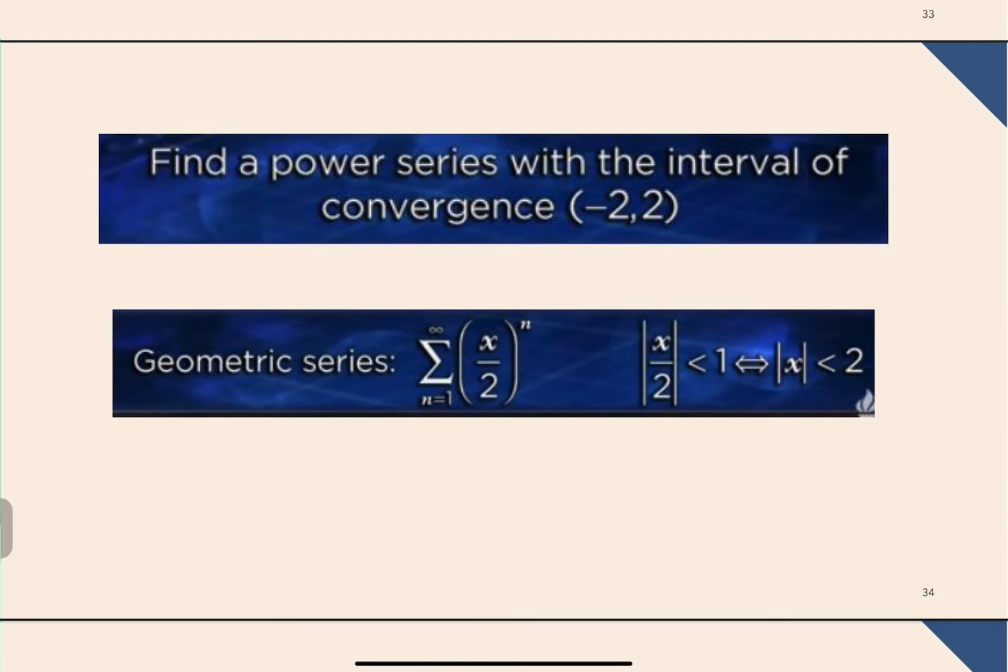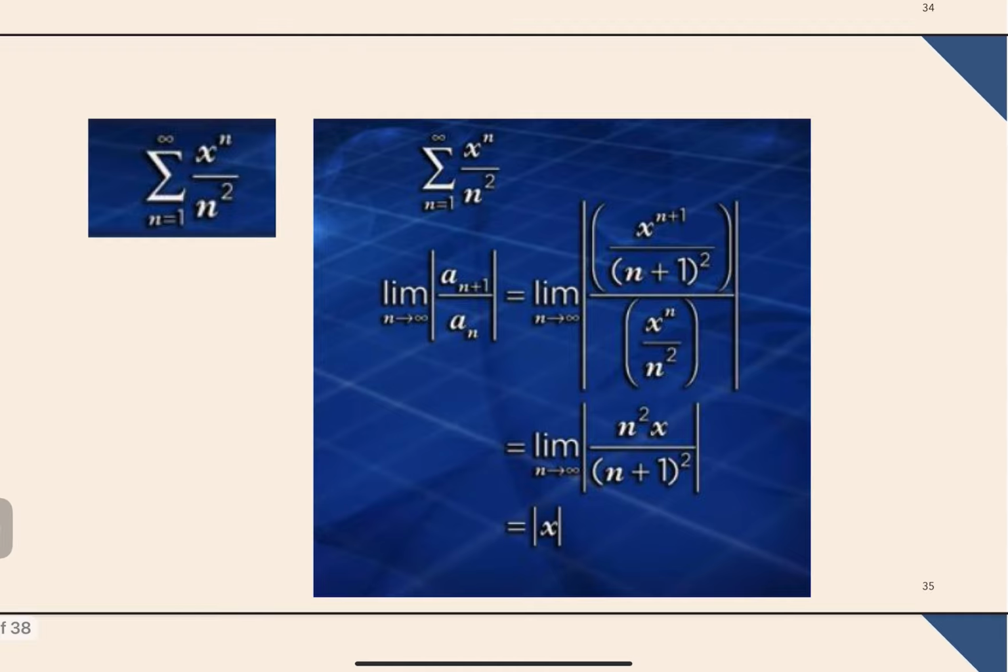Okay, so let's try another practice problem. Let's look at x to the n over n squared, from n equals 1 to infinity. Now, what's the interval of convergence? First, we have to compute the radius of convergence using our ratio test. And then we analyze the endpoints.